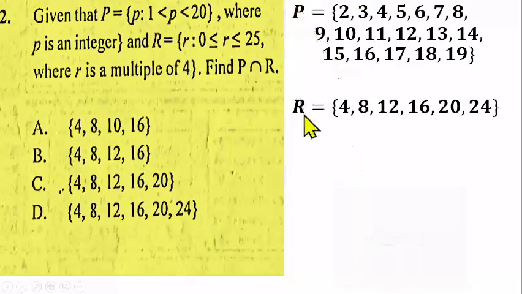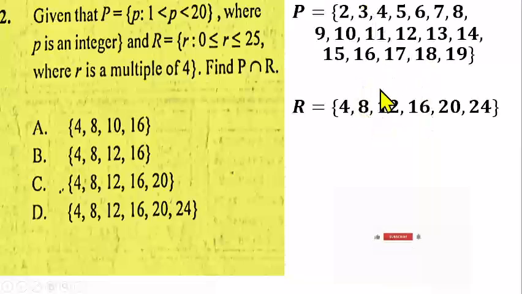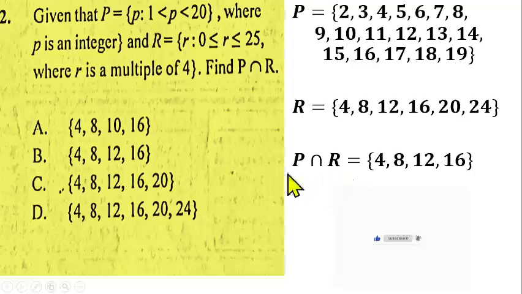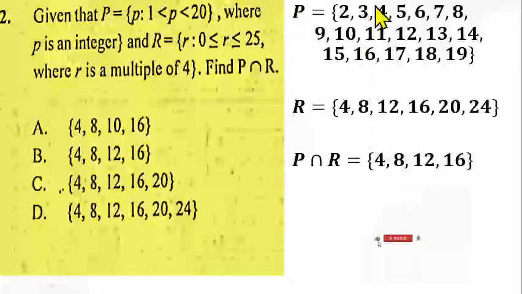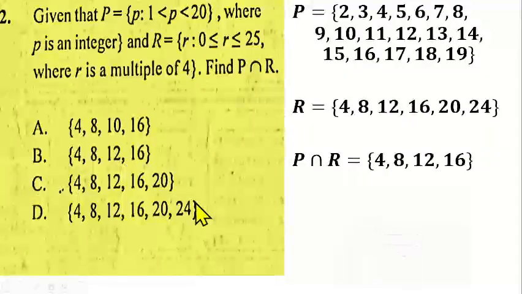So now that we have the elements of these two sets, we are to look for the intersection between them. You know the meaning of intersection: the elements that are common to this set and this set. So therefore set P intersection R will give us: 4 is here, 4 is here, so 4 is there. Then 8 is here, 8 is here, so we have 8. 12 is here, 12 is here, we have 12. Then 16 is here, 16 is also here, you have 16. There's no other number that is common to both, so the intersection between the two sets is 4, 8, 12 and 16, which is option B.